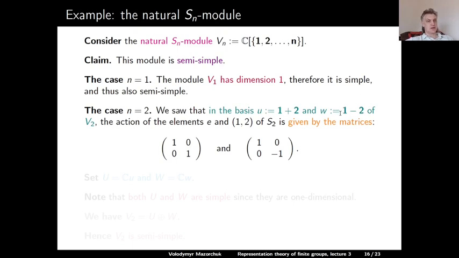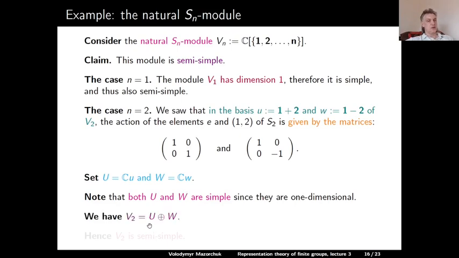So W goes to minus W. So the second column of the matrix is 0, minus 1. But now we readily see from the matrices that we have a decomposition into a direct sum of one-dimensional subspaces. So if we consider the subspace given by the first basis vector U and the subspace given by the second basis vector W, then both are one-dimensional subspaces invariant under the action. So they are both submodules and also simple submodules, and the whole module is a direct sum of these two. So V2 is a semi-simple module.